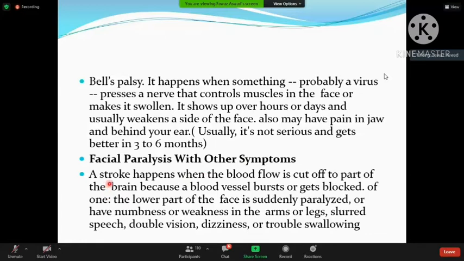Sometimes during examination you can see that the stroke happens when the blood flow is cut off to a part of the brain. And this type of patient may complain from numbness, weakness, and so on, slurred speech, double vision. All of this is considered abnormal regarding the extra-oral examination.